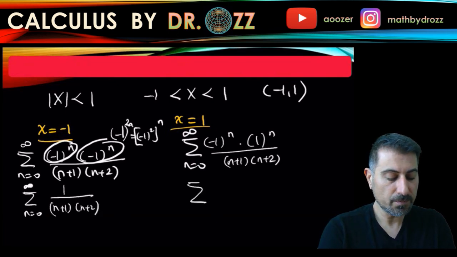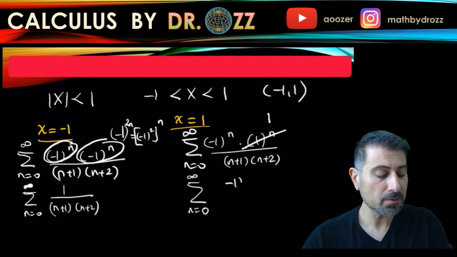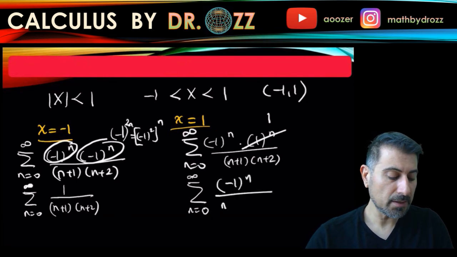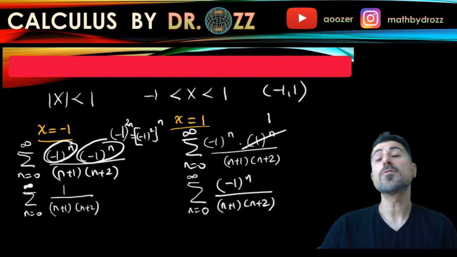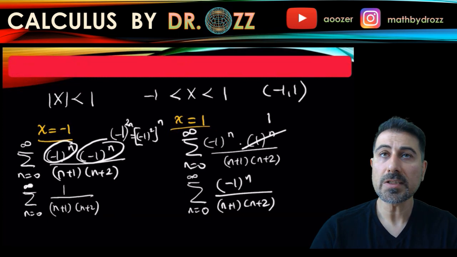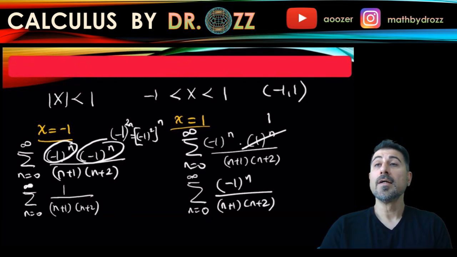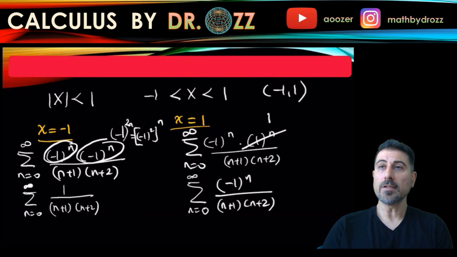For this one though, 1 to the n is just 1, so the alternation is preserved here. -1 to the n stays as is, as well as the bottom terms. Okay, so I have two different infinite series, and I can apply any test that we learned in the past to be able to handle these two infinite series.